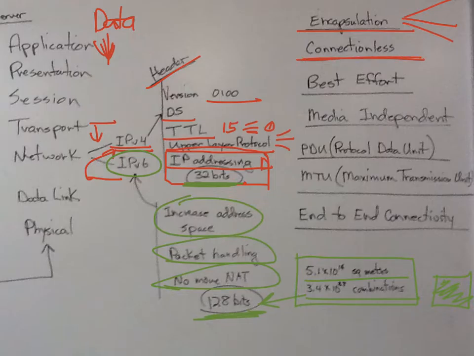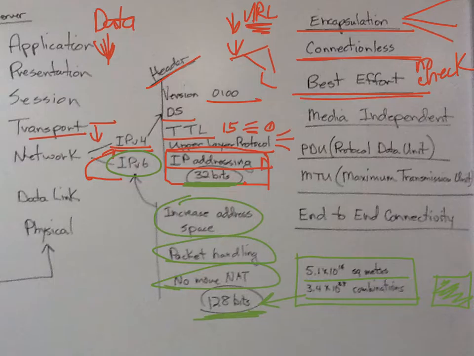IP is connectionless. In this example, when we started with a URL and we're going to contact a website, it doesn't know we're coming. It's connectionless. And those packets move through the internet, and they could go different directions in order to get to the website. It's best effort. IP does not check to see if the packets are all there. Now, the transport layer, we're going to learn more about that later. It can check, but the network layer is best effort. Put it out there, see if it gets there.